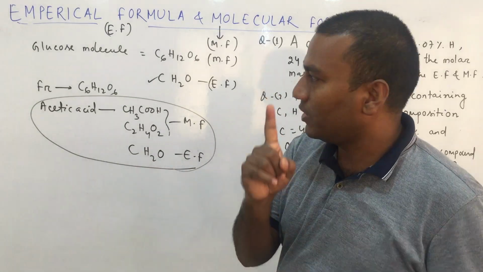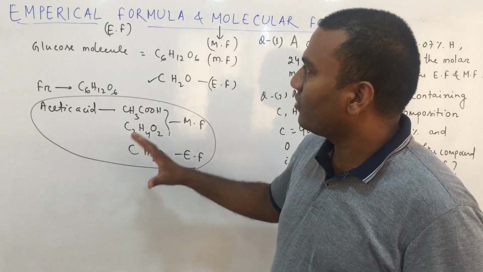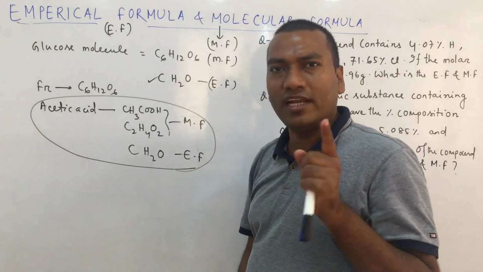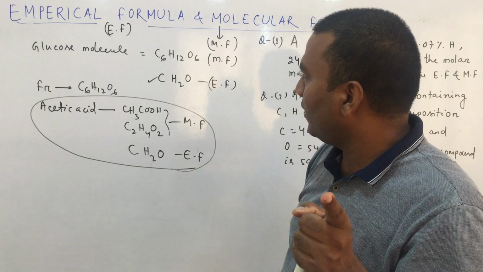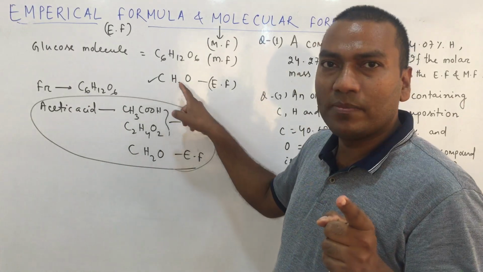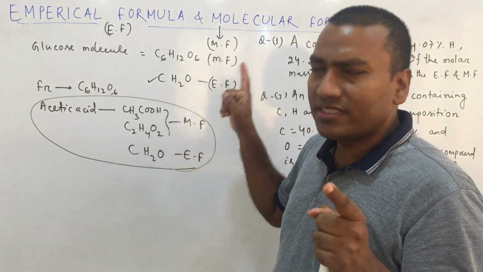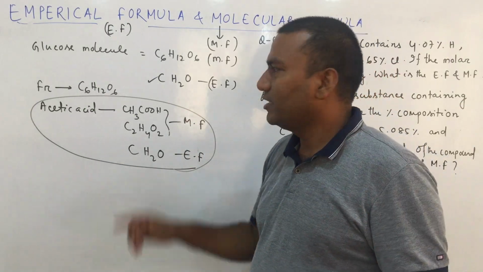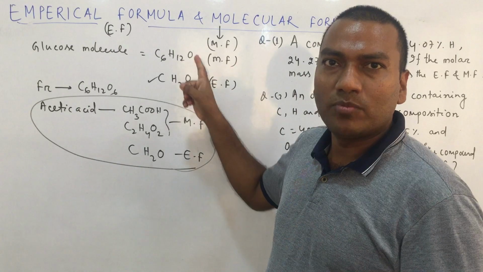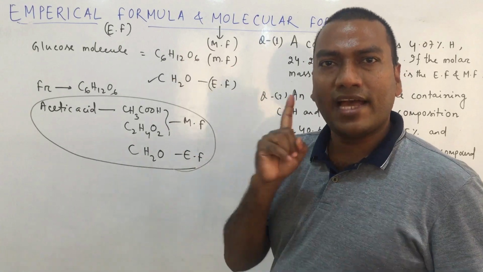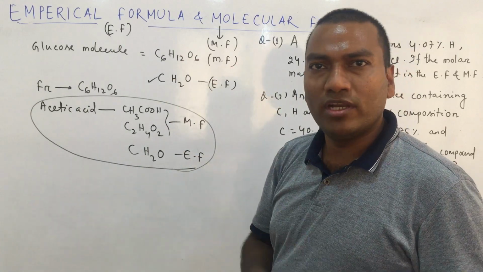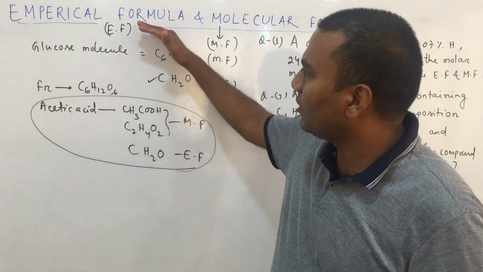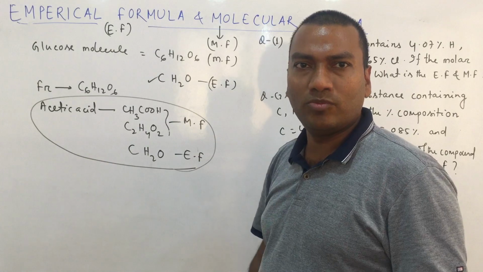This is the important part you will remember. That's why this is called empirical formula, and this is called molecular formula. Got the idea? So what is empirical formula? Again, empirical formula represents the simplest whole number ratio of different elements present in a molecule. But molecular formula represents the actual formula of a molecule or a compound. Clear now? So this is the meaning of an empirical formula and a molecular formula.